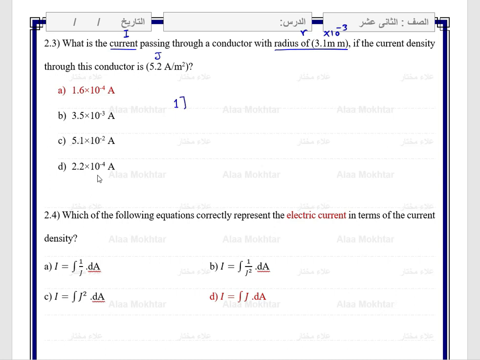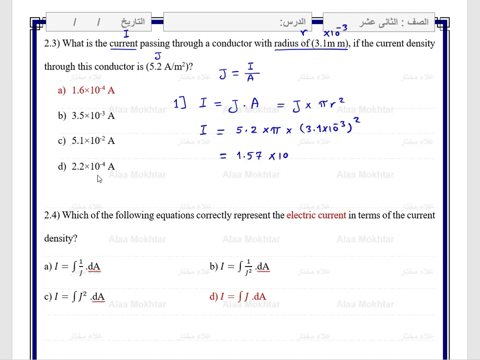The first step, I equals J multiplied by area. From this equation we know J equals I over A, so that I equals J times A. It means J times pi R squared, so the current will be J is 5.2 multiplied by pi times R squared, 3.1 times 10 to the negative 3, squared. The answer is 1.57 times 10 to the negative 4 ampere. We can make it 1.6 multiplied by 10 to the negative 4 amp.